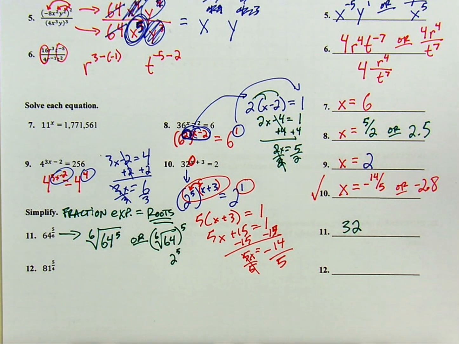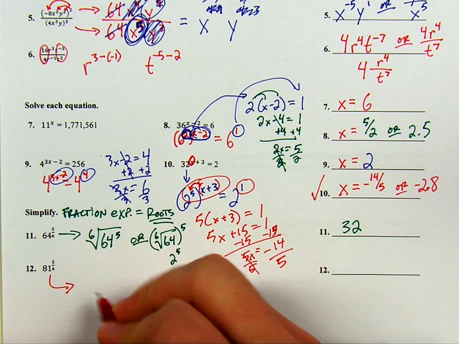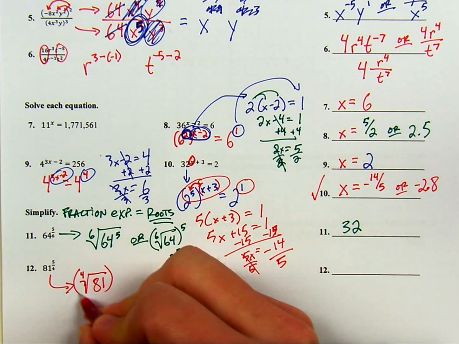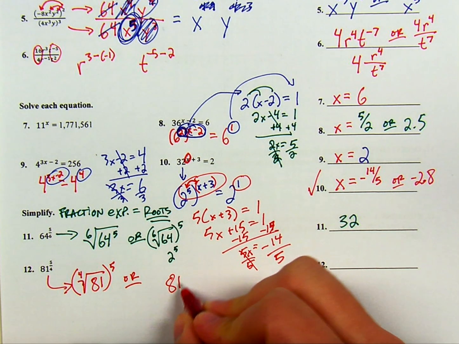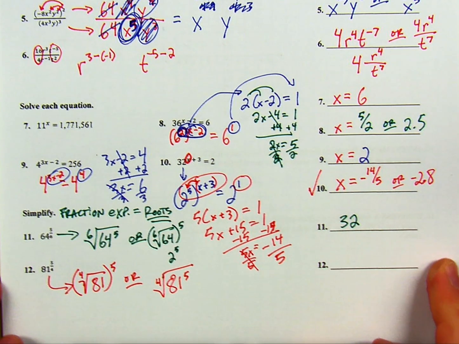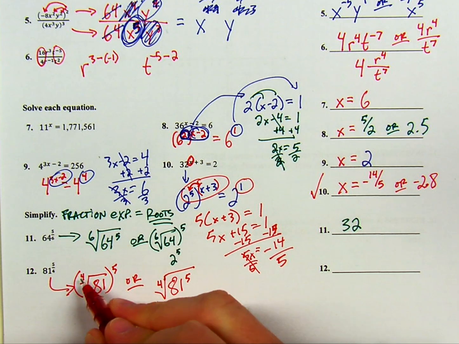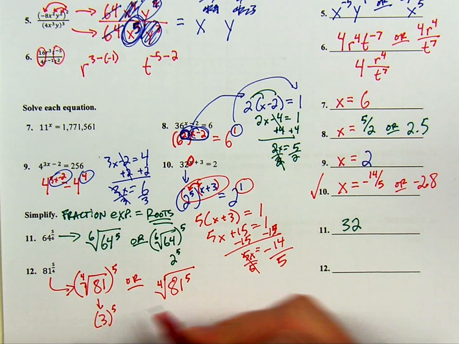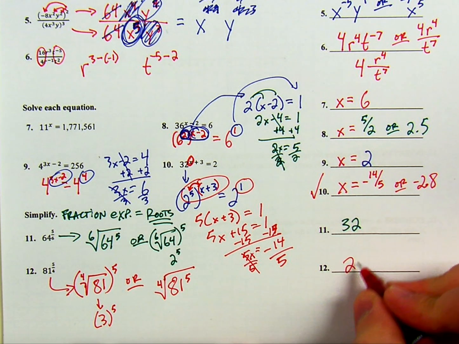All right, what does that mean about number 12? Again, very similar. I'm going to do the fourth root of 81, and then I'm going to do that to the fifth, or I'm going to do 81 to the fifth and then fourth root it. Doesn't really matter which order you go. I like to do the root first. The fourth root of 81 happens to be 3, so this happens to be 3 to the fifth power, and that comes out to 243.